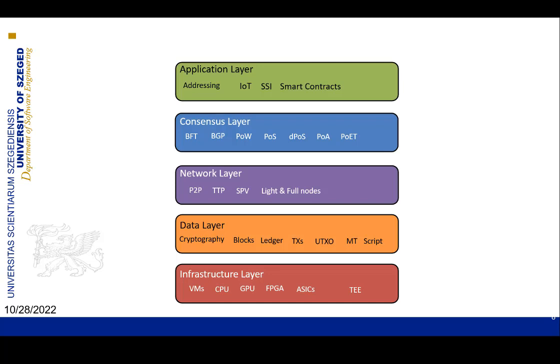So we have a very high network load in the BFT model. In the proof of work model, we have a moderate level of network load, but at the same time we have high energy consumption or high computational cost.